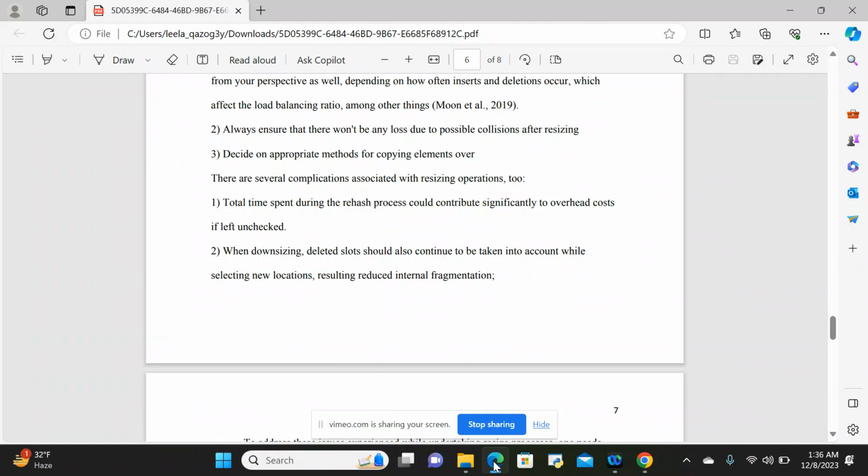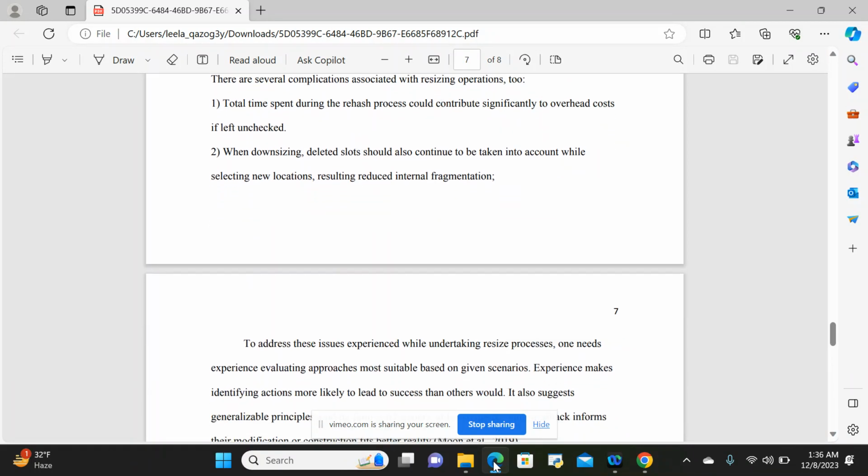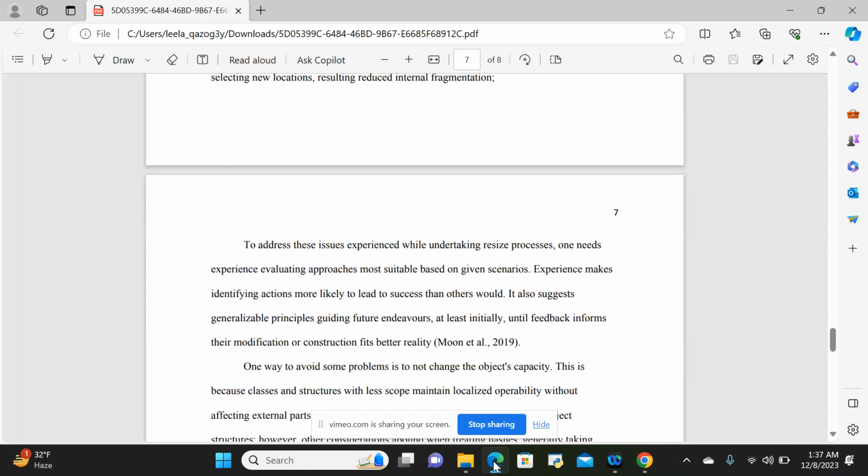However, there are several complications associated with the resizing operation in terms of total time spent. Rehash processes could contribute significantly to overhead cost if left unchecked when duplicating data. Slots should also continue to be taken into account while selecting new locations, and resolution should reduce internal fragmentation.